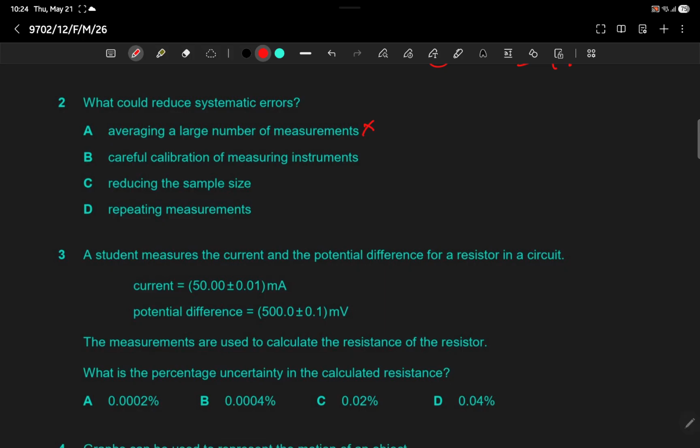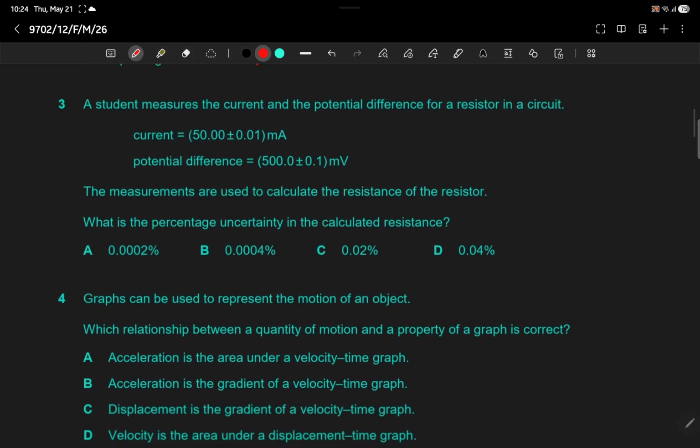Careful calibration of measuring instruments. Yep, that's correct. Reducing the sample size. Nope. Repeating the measurements. Nope. Answer is B. Very simple.